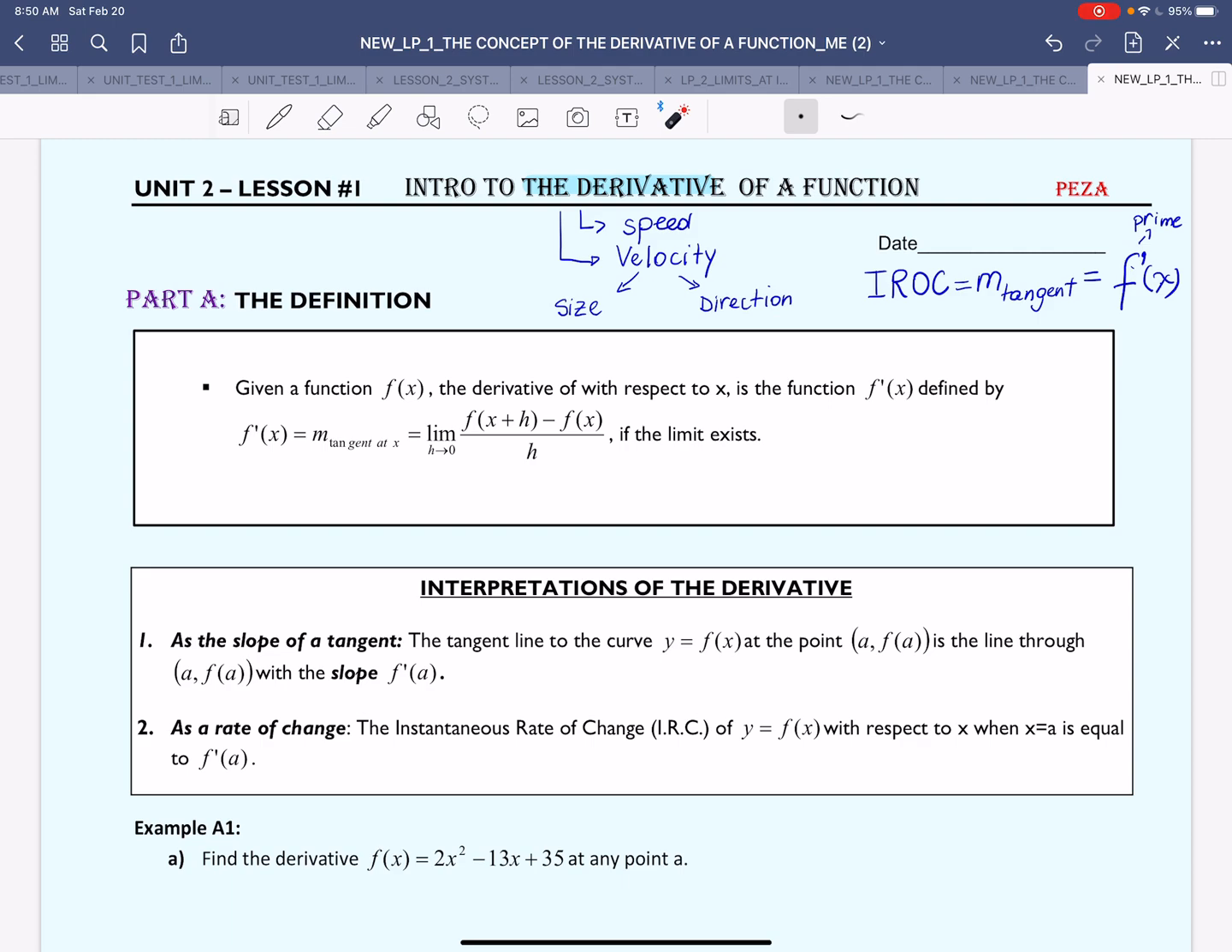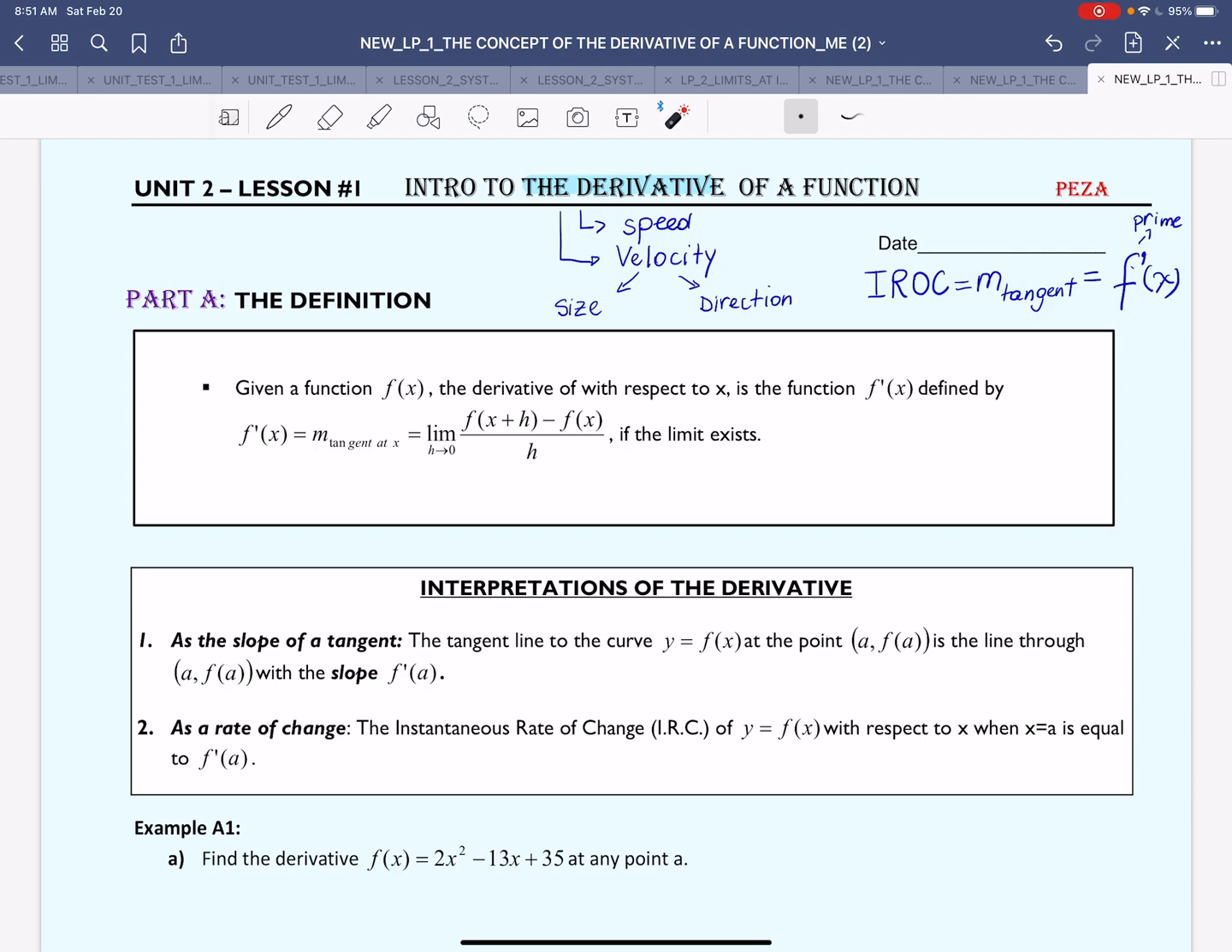So we're going to say that given a function f of x, the derivative of f of x with respect to x is the function f prime x, which is defined by the slope of the tangent at x. And remember that the slope of the tangent at x is measured by the limit as h approaches 0 of f of x plus h minus f of x divided by h.